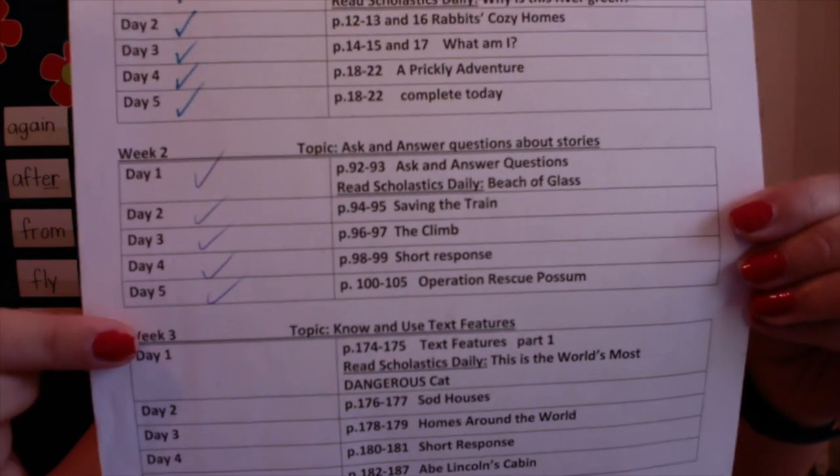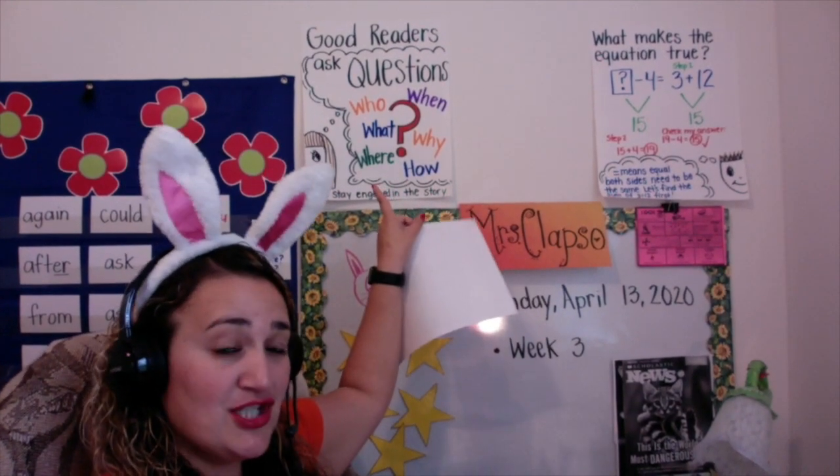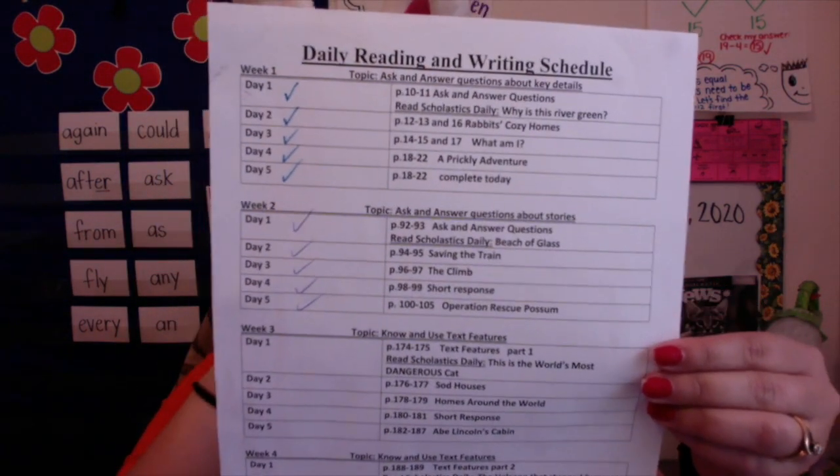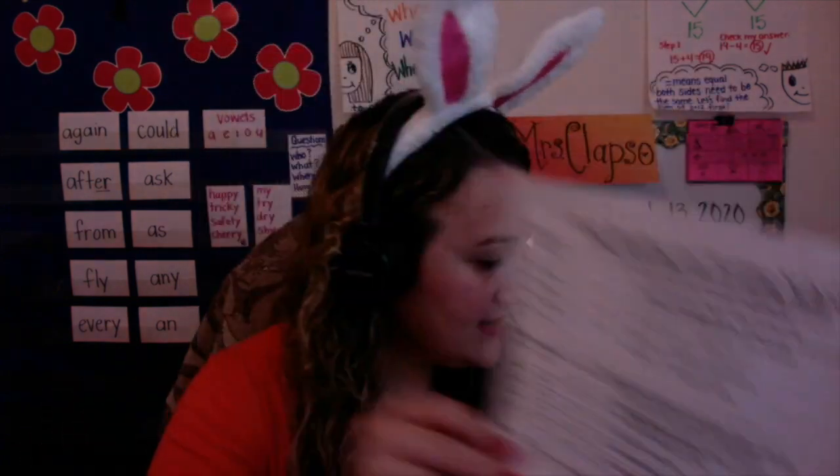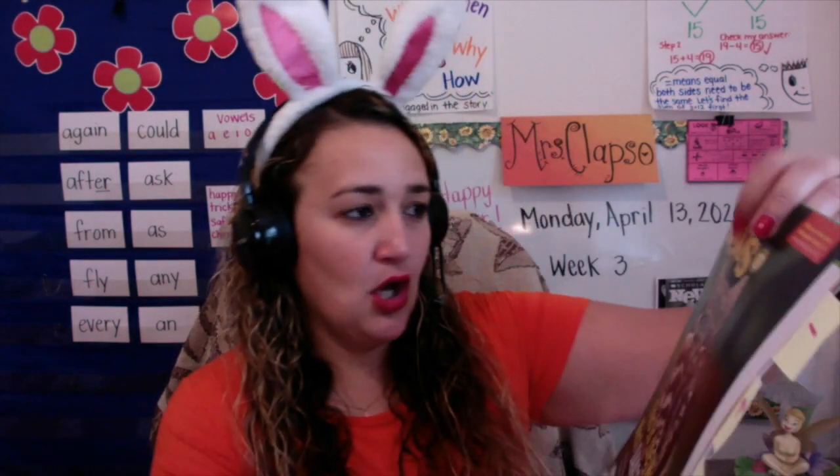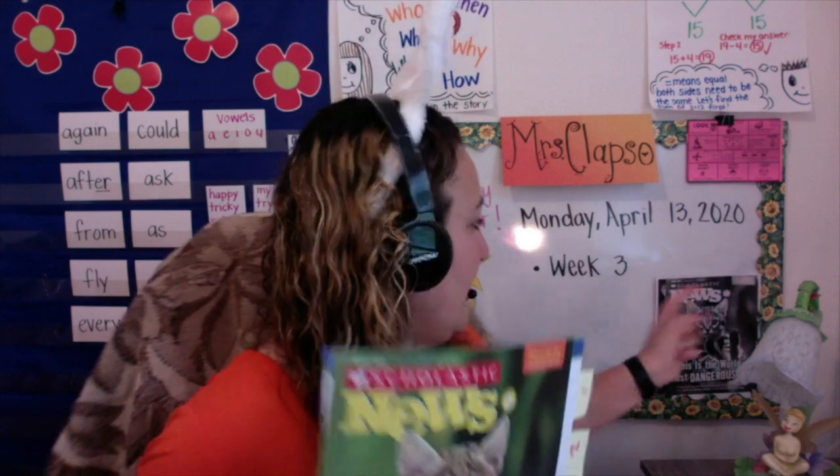And again, I'm looking at my handy dandy schedule. And we're in week 3. So we're right over here. And this week is not going to be about asking and answering questions. This week is going to be about using text features. So we're going to be reading stories and identifying text features. And the Scholastic in front of that packet is called "This is the World's Most Dangerous Cat." So you're looking for this one this week. And I have a picture up there the whole time so you can look for it.